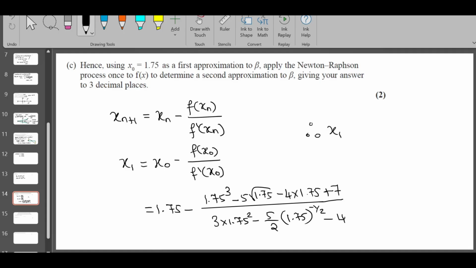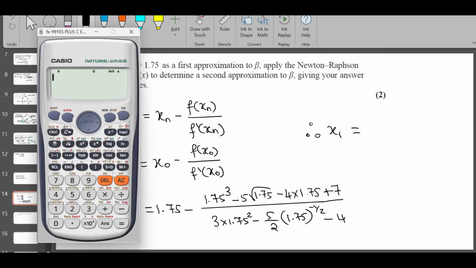So therefore x1 is equal to, so I'm going to calculate this now. 1.75 minus, on top it's 1.75 cubed minus 5 square root of 1.75, minus 4x, x is 1.75, plus 7, divided by f dash of 1.75, which is 3 times x square, 1.75 square, minus 5 over 2, which is 2.5 times 1.75 to the power minus half, minus 0.5 minus 4.